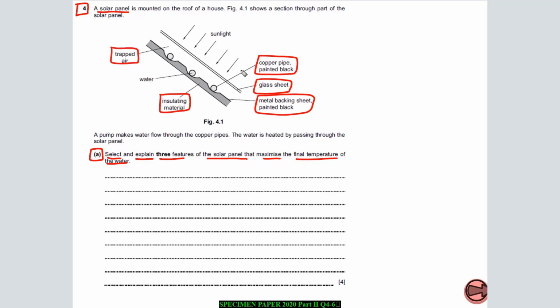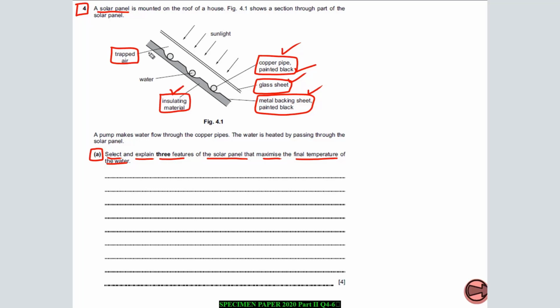So how these features, for example, why we are using copper pipe, not using any other pipe made of rubber, pipe made of plastic, why we are not using those type of material, why we are using only copper pipe. There must be some reasons, scientific reasons, logic behind. So why it is painted black, why it is not painted white. And insulating material, why we are using insulating material, not conducting material.